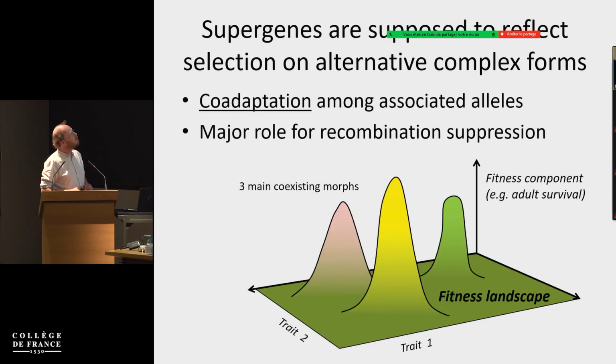So supergenes are supposed to reflect selection on alternative complex forms, and this is where the recombination suppression is supposed to be beneficial. The term that is often used is coadaptation among different alleles. On this diagram showing a fitness landscape, you can imagine the different forms or the different alleles of a supergene corresponding to different fitness peaks, and recombinants being lower fitness and therefore falling in fitness valleys.